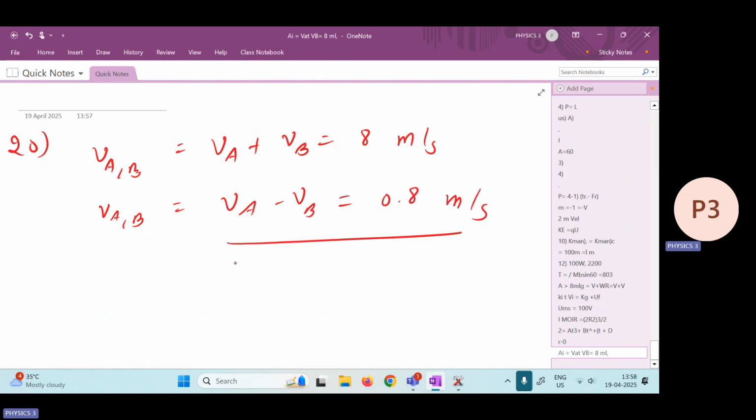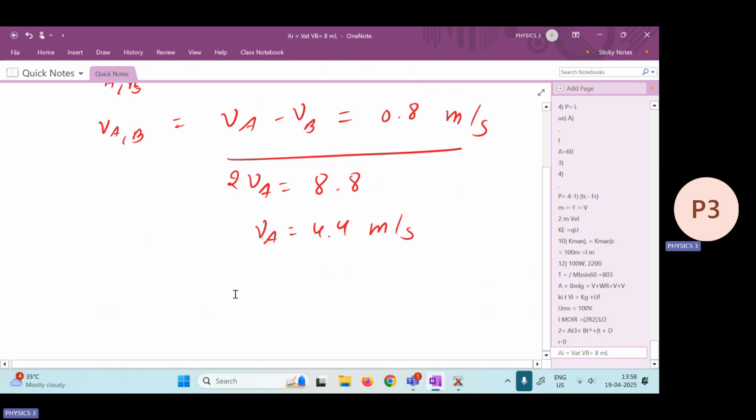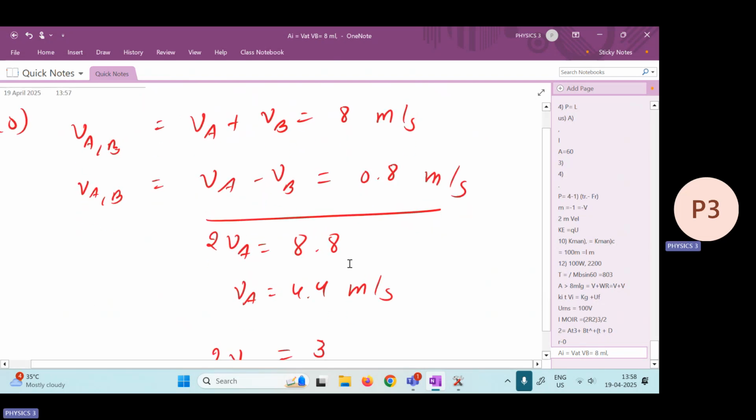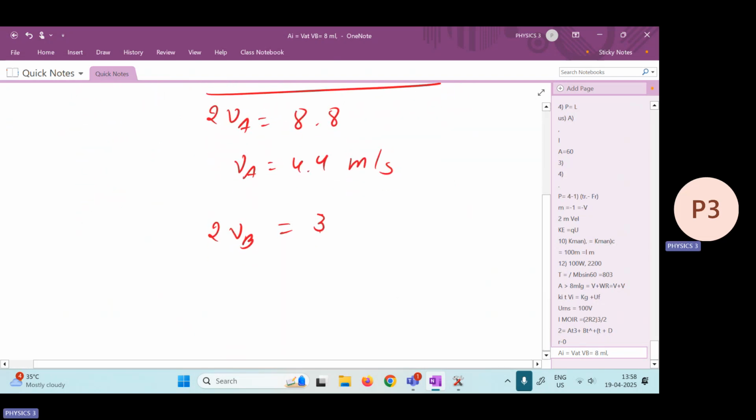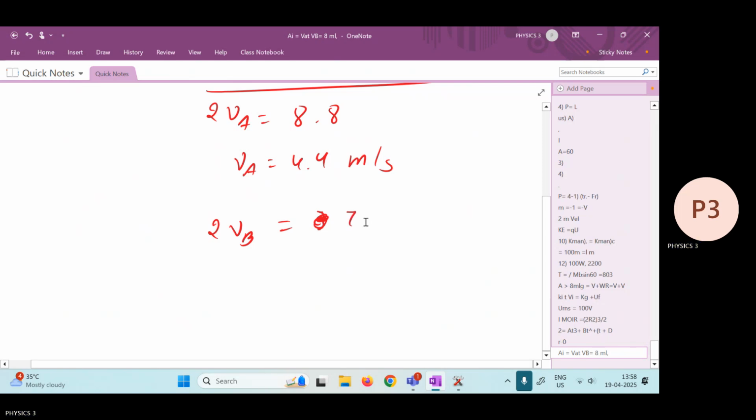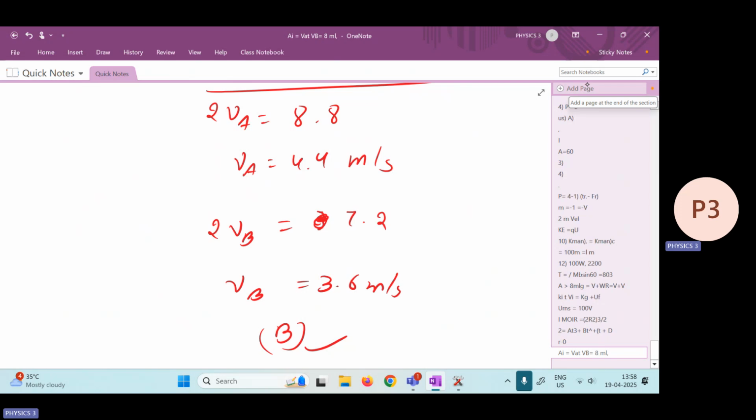So if we add both of them, then 2 VA comes out to be 8 plus 0.8, that will be 8.8. So VA comes out to be 4.4 meter per second, right? VA will be 4.4 meter per second. And if we subtract both of them, then 2 VB we will get 8 minus 0.8, that is 7.2. So VB will be 3.6 meter per second in this case. That satisfies the B option. So B option is correct in this situation. Now let's go to the next question.